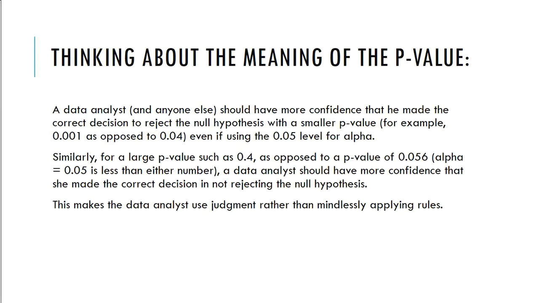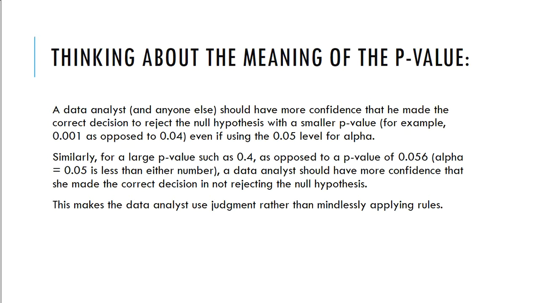Right, so let's think about the meaning of the p-value. A data analyst or anyone else should have more confidence that they made the correct decision to reject the null hypothesis with a small p-value, for example 0.001 as opposed to 0.04, even if using the 0.05 level for alpha. Similarly, for a large p-value such as 0.40, as opposed to a p-value of 0.056, where alpha equals 0.05 is less than either number, a data analyst should have more confidence that she made a correct decision in not rejecting the null hypothesis.